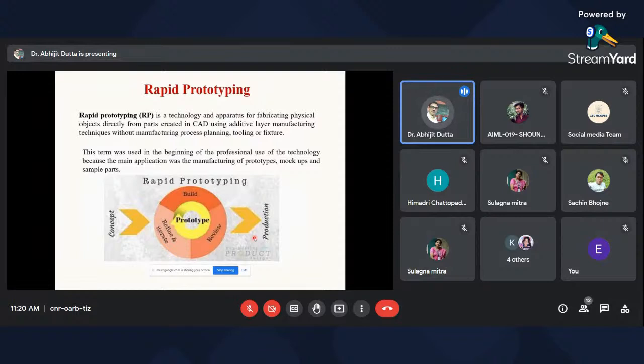Now, the rapid prototyping is the first model or the first thing that has been produced from the concept to the reality. That is called the rapid prototyping. So rapid prototyping is an important aspect of 3D printing. The first model that is being produced from someone's thinking to the product, that is called the rapid prototyping.